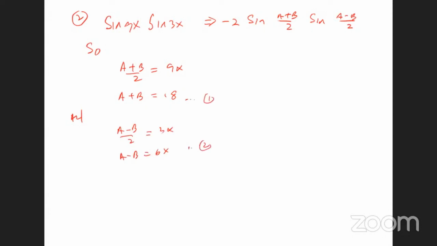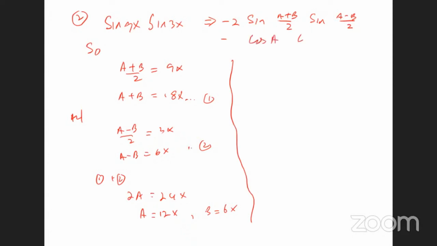If we add both of them, we get A plus A is 2A, B minus B is 0, 18x plus 6x is 24x. So A is equal to 12x, and B is equal to 6x. Remember, this is equal to cos A minus cos B. I'm moving across the minus 2, so now we could say minus a half, cos A, which is 12x, minus cos B, which is 6x.